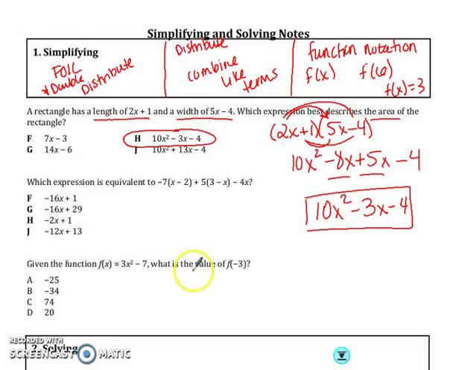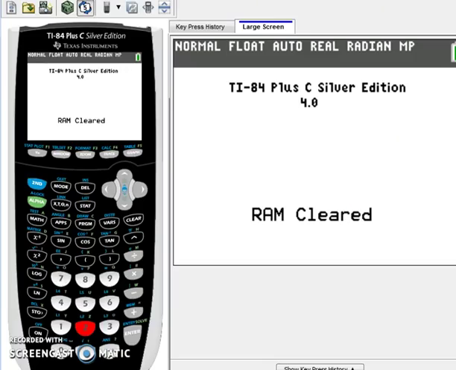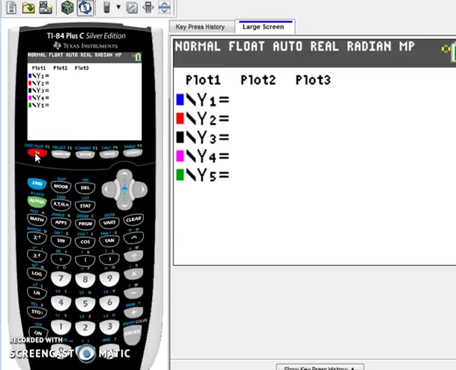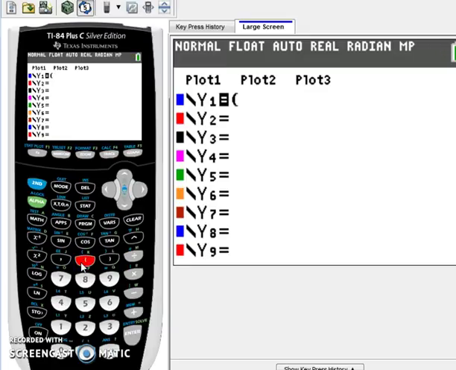Now let's say you could get this far, but you're like messing it up on the FOIL double distribution. You can actually put this in the calculator and this in the calculator, and if they're the same, they'll match. So let me show you what I mean by that. You can go to your calculator and go to y equals, and you could type those in. So parentheses, it was 2x plus 1. And then on the other side, it was 5x minus 4.